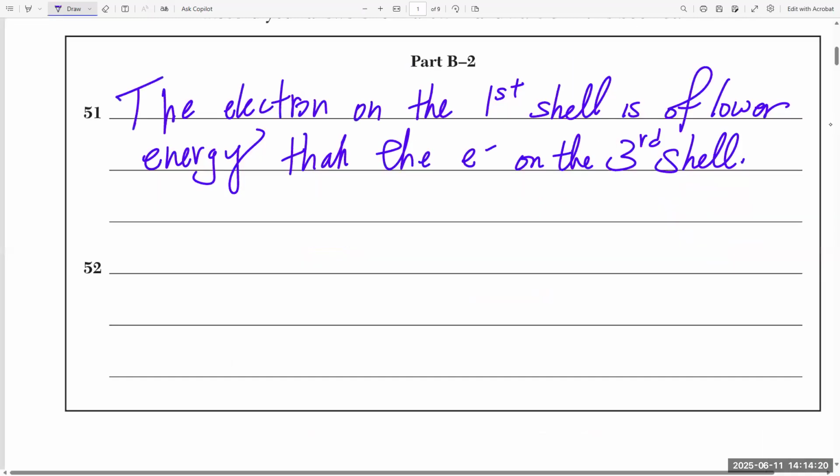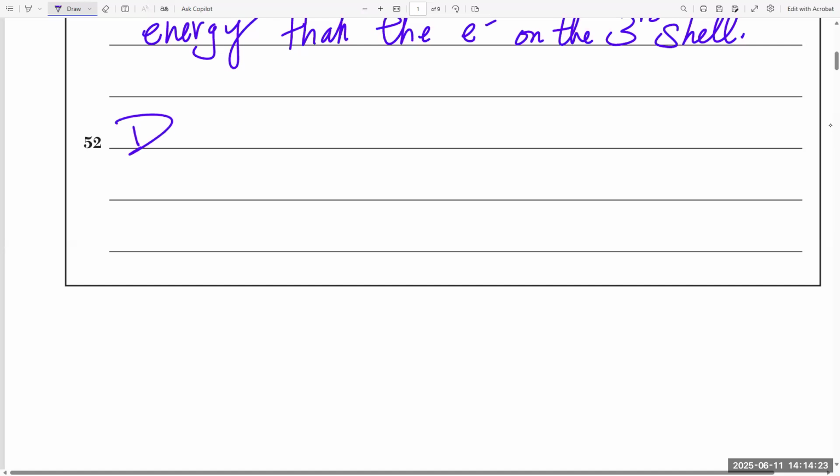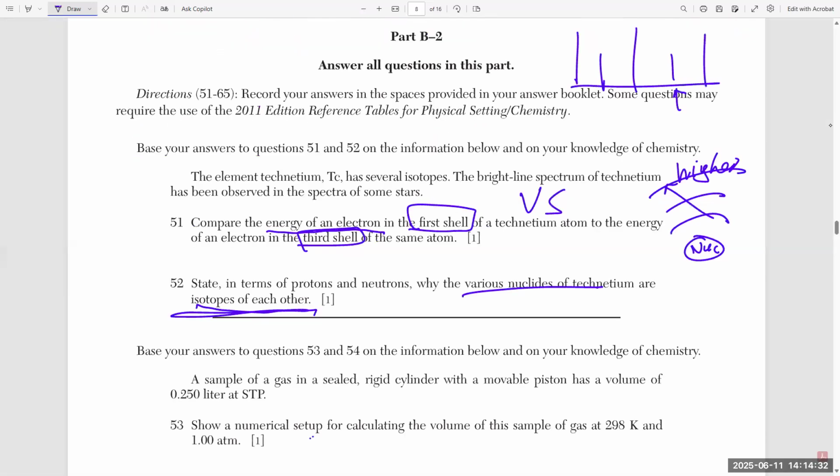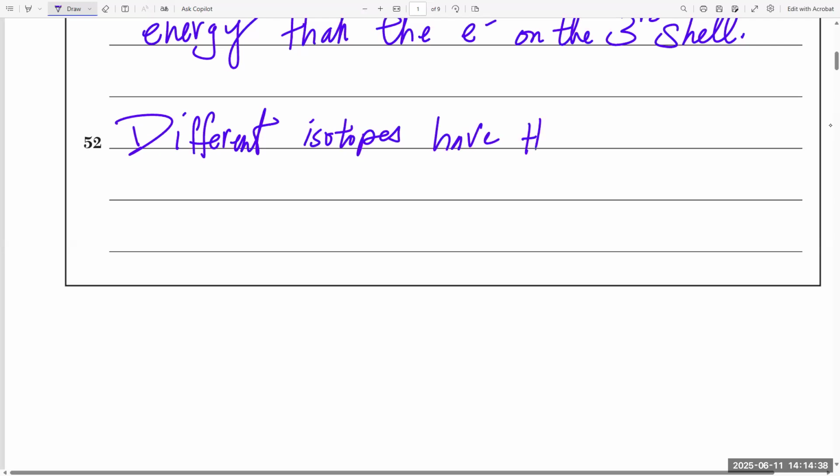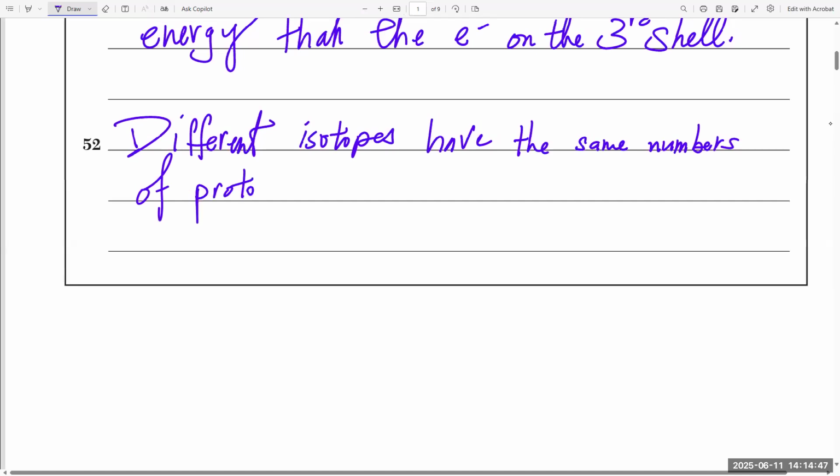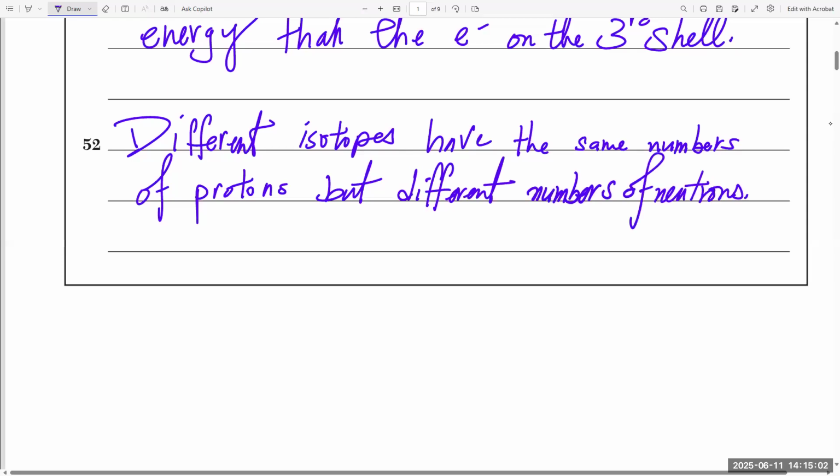So we know that different isotopes have, now remember, it says in terms of protons and neutrons, so you have to include that in your answer, the same number of protons but different numbers of neutrons. Okay, well, let's continue.